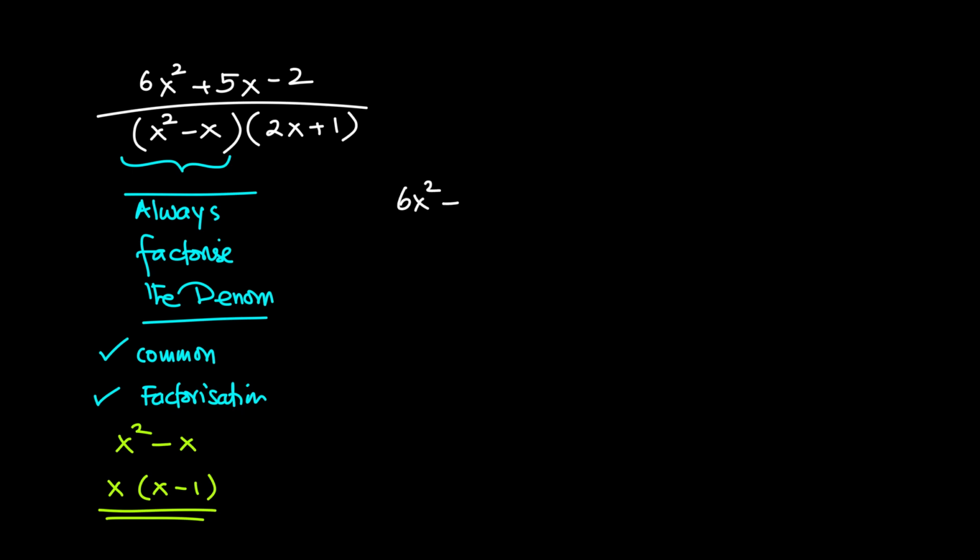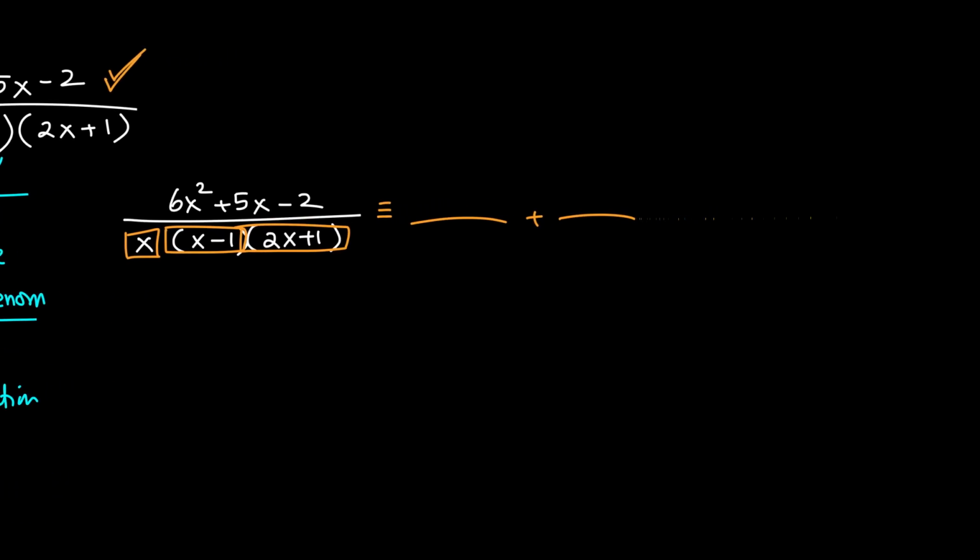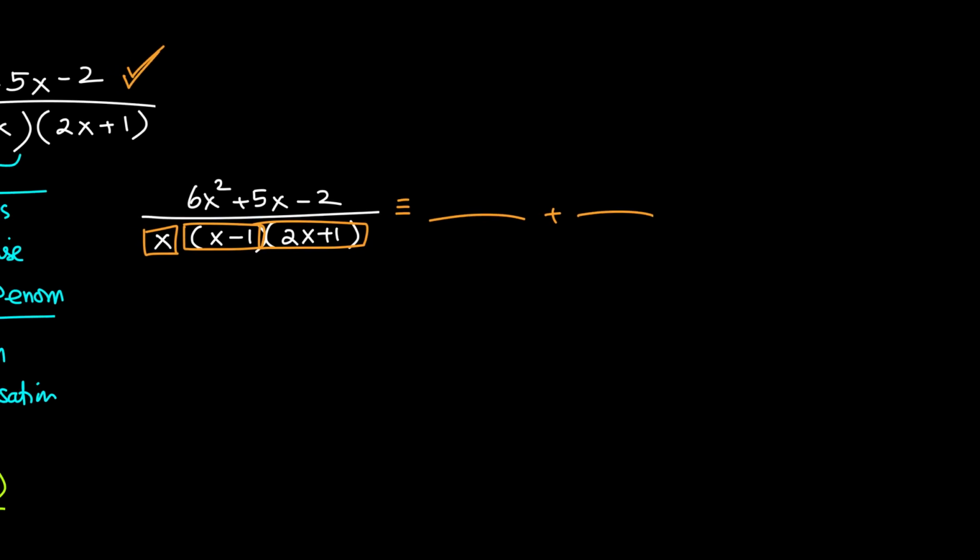6x squared plus 5x minus 2 divided by x minus 1, 2x plus 1. How many factors do you see? This is 1. This is the next one. This is the third one. That means this final answer was created out of 3 fractions. What were those 3 fractions? What were the denominators? The denominators were x, x minus 1 and 2x plus 1. The numerators could be written as a, b and c respectively.